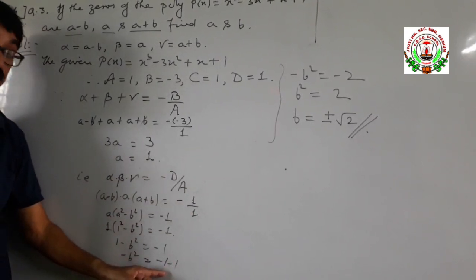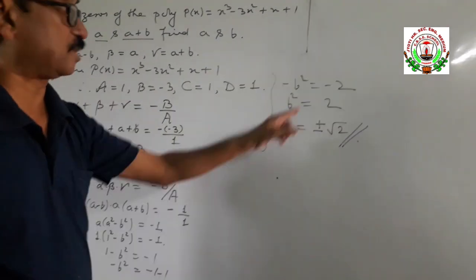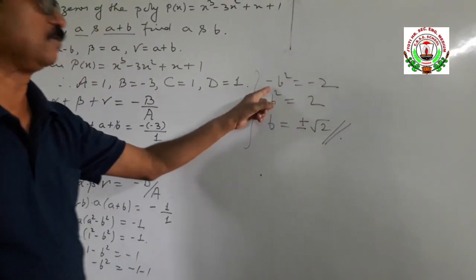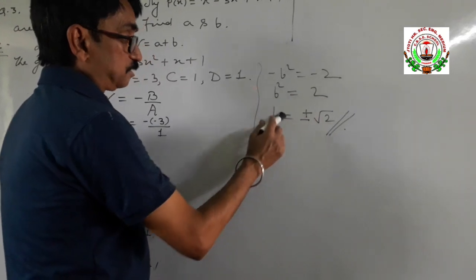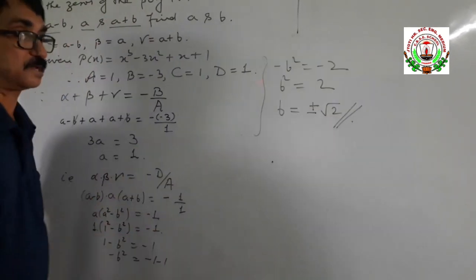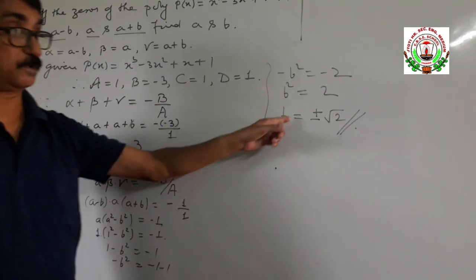Minus b square equals, we transpose this one towards the right, so we get minus 1, that gives us minus 2. Both the minus signs will be cancelled out. Next step, b square equals 2. When we take the square root, there will be a plus minus sign. So the value of b is plus minus root 2.